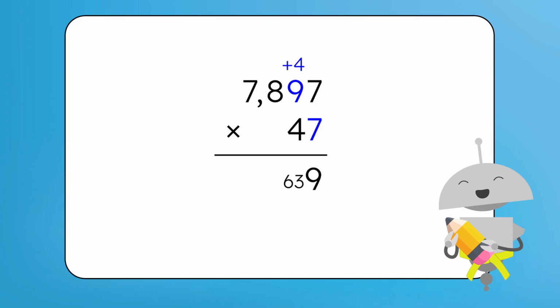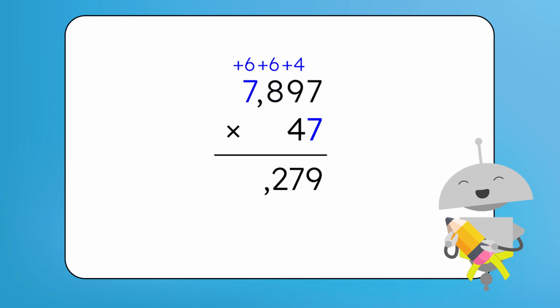What do we do with the regrouped part? We add it to the product. 63 plus 4 is 67. 7 goes here, then regroup 6. Since we have more digits in the top factor, we keep going. 7 times 8 equals 56, plus 6 is 62. Record 2 and regroup 6 thousands.